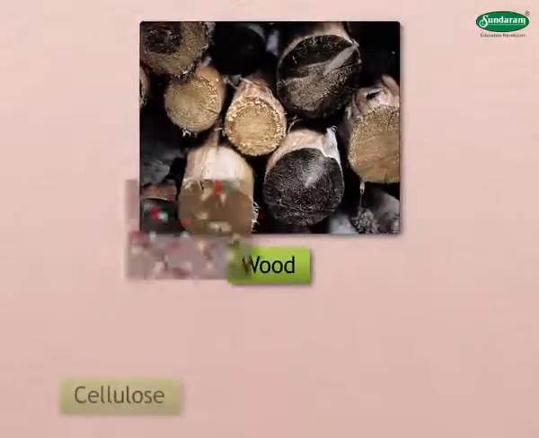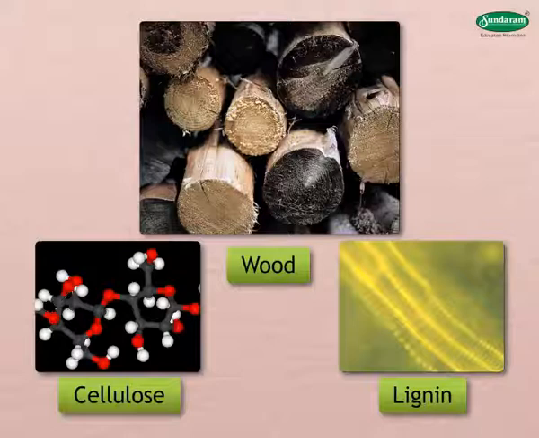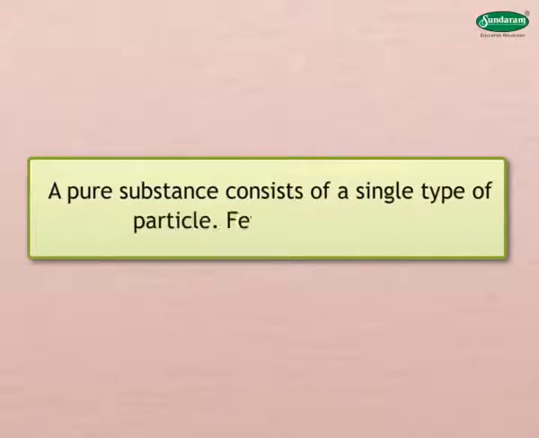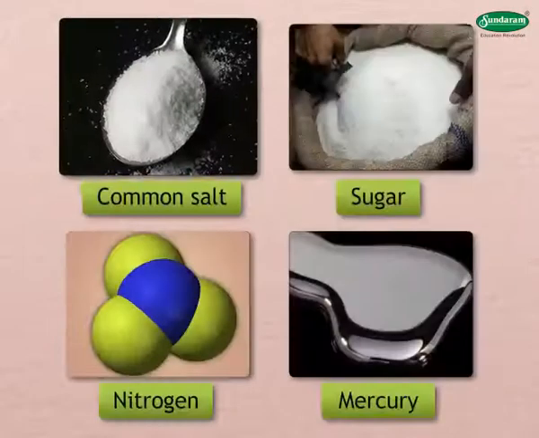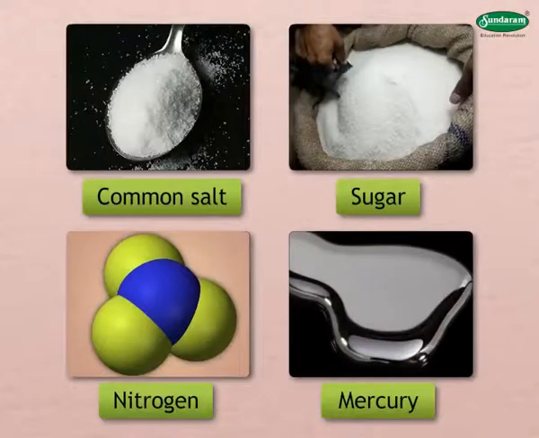Wood is made of cellulose and lignin. Most of the matter around us exists as a mixture of two or more substances. A pure substance consists of a single type of particle. A few examples are common salt, sugar, nitrogen, and mercury.